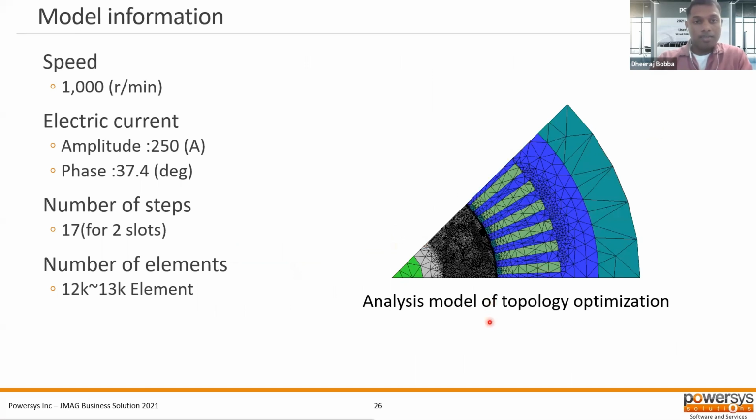And this is the model information for the topology optimization. Speed is 1000 RPM, the rated current being 250 amps, and the phase of the current or the current angle being 37.4 degrees. We're using 17 steps. That means 17 divisions for one cycle. And the number of mesh elements is between 12 to 13,000 elements.